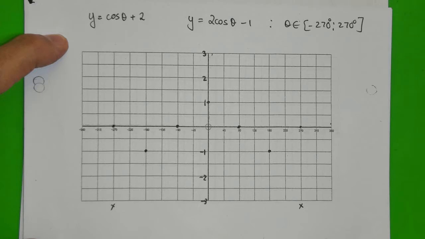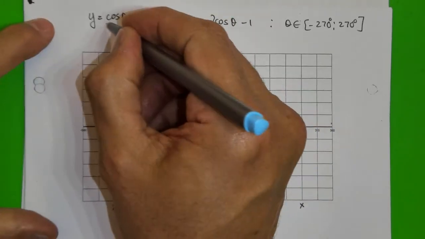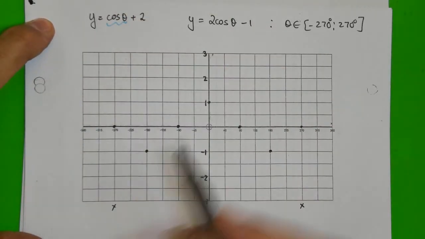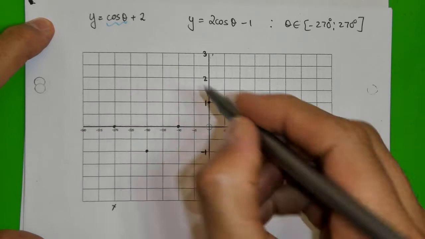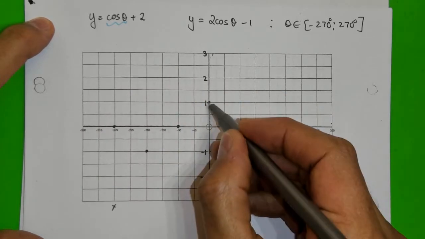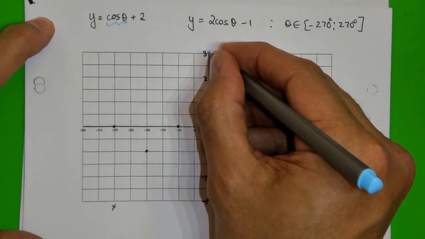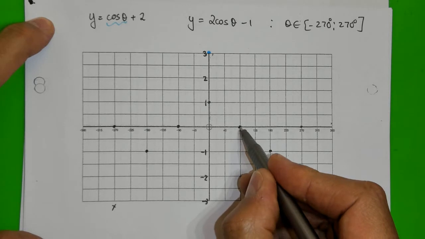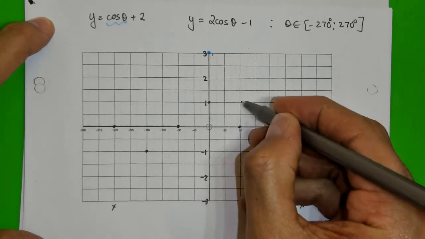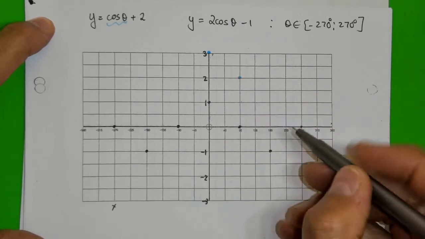Okay, let's have a look. Let's work with our first graph. Our first graph, the mother curve is cos theta. And all the y values get added 2. So the y value here is 1, so it goes to 3. This one is quite straightforward. Here I go to 0 as a y value and I add 2. The curve ends up there.